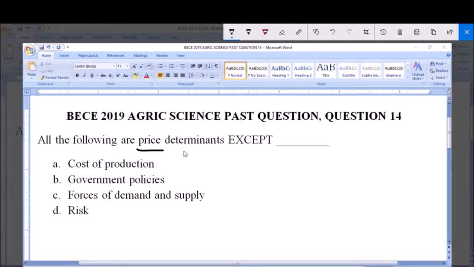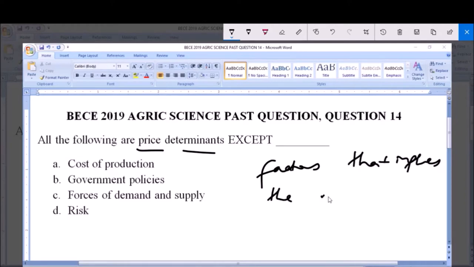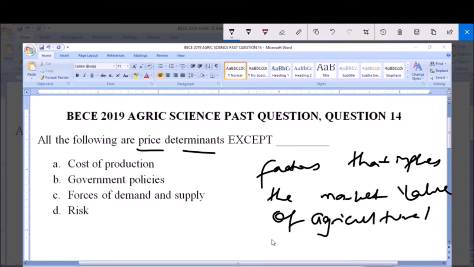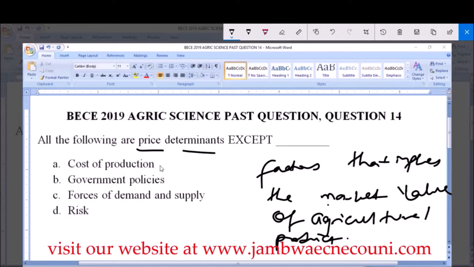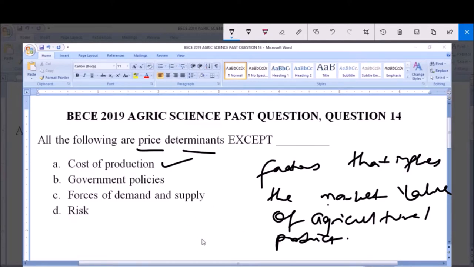Price determinant here simply means factors that influence the market's value of agricultural products. That is, these factors determine the cost of agricultural products in the market. Now A here says cost of production. Cost of production is a price determinant factor, because for a farmer to sell his product, he must consider his cost of production, that is the cost at which he produced such agricultural products.